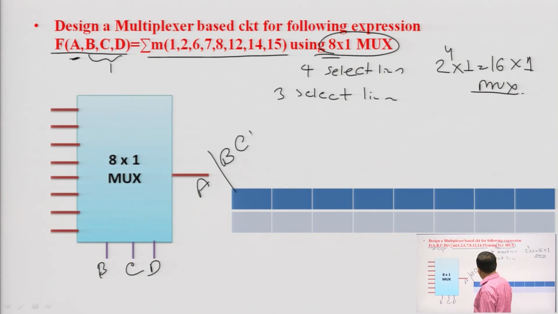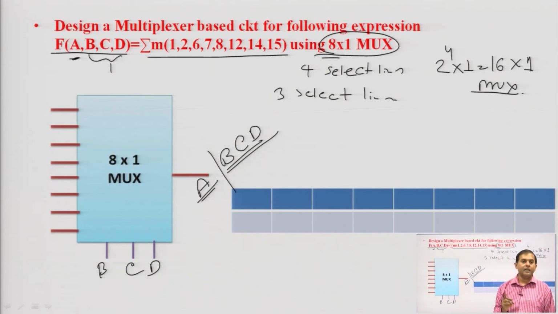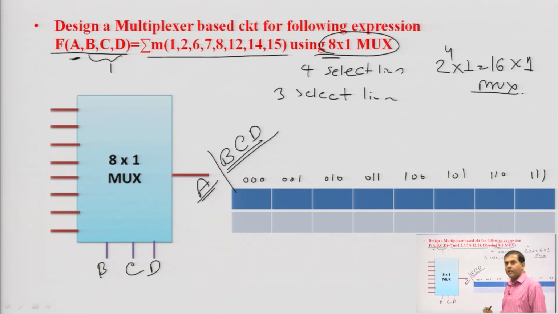So, here we will put these 3 select lines like this, and this is A. So, we are having 3 variables. Now, how many combinations? 8. So, the numbering is 000, 001, 010, 011, 100, 101, 110 and 111. Then the value of A is 0 and 1. Here it is not gray code format, it is not a K-map. One more thing I am telling, it is the normal combination 0 to 7.